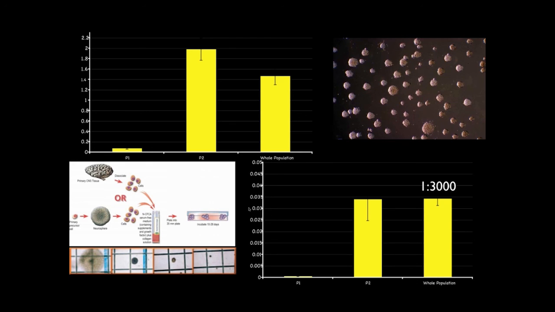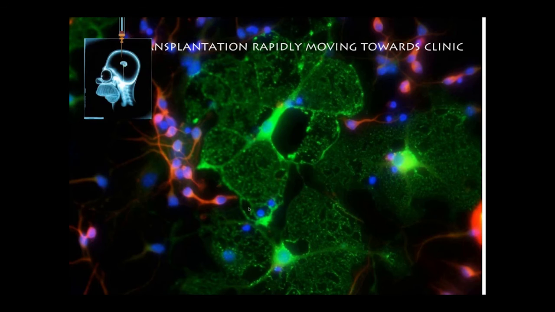So in essence, when we sort that neuronal population from the P1 population, we're able to take the true neural stem cell population from being 1 in 3,000 to being 1 in 200,000. So while we're not able to get rid of all of the stem cell population, we do get rid of the vast majority of those cells that have that characteristic.